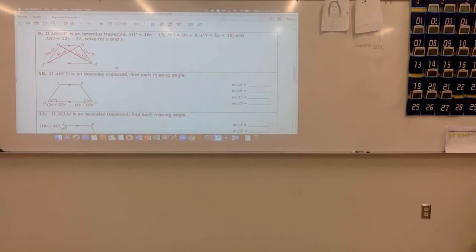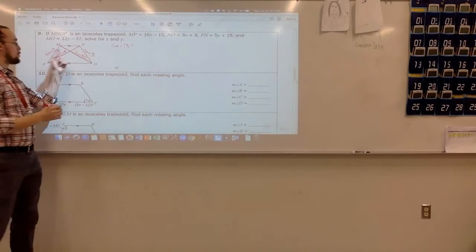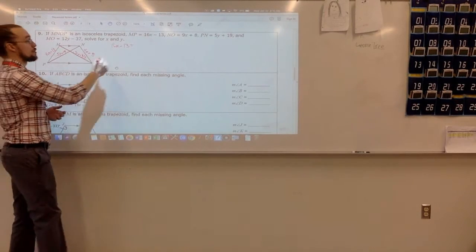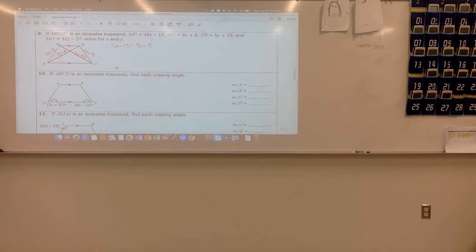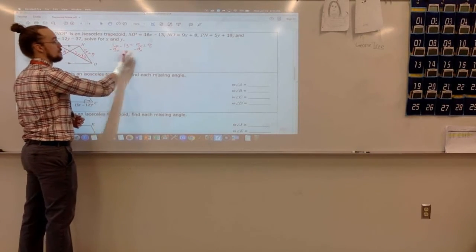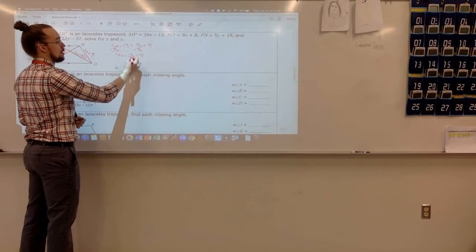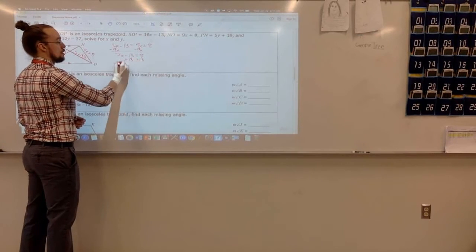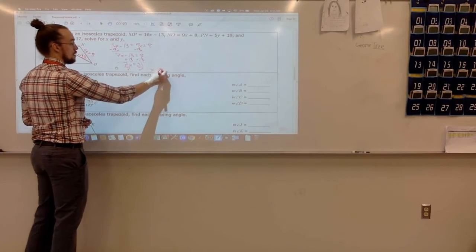So first, let's deal with x. How would I have to set up an equation to solve for x here? Right, these two sides are congruent. The two legs here are congruent. So I'm just going to set those expressions equal. Straightforward to solve then. Get the x's on one side, get the numbers on the other. 7x equals 21. X is 3.